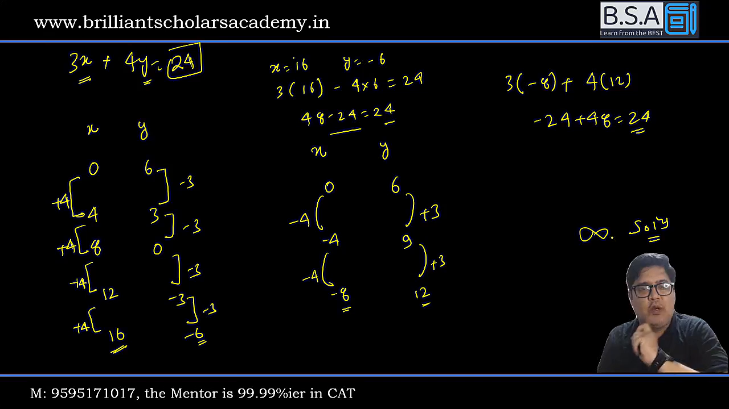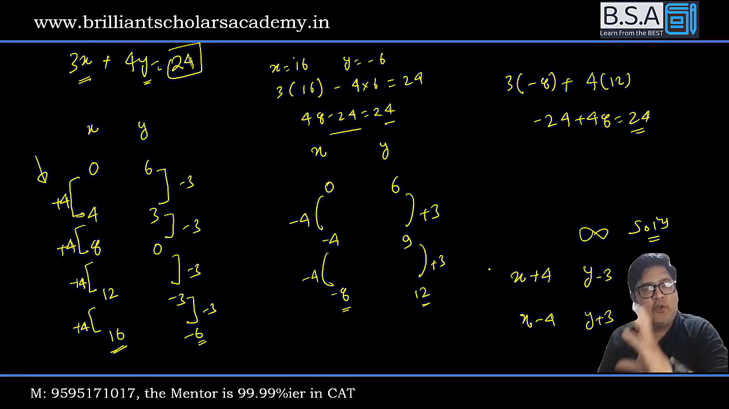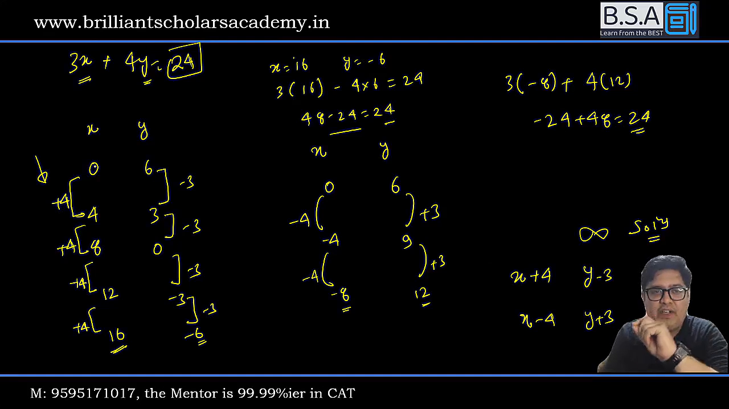What I want you to observe from all of this is x is increasing by 4, y is decreasing by 3. Look at the first set of values. X increases plus 4, plus 4, plus 4. Look at y, minus 3, minus 3, minus 3. When x is decreasing by 4, see, minus 4, x is decreasing by 4. What is happening to y? Y increases by 3.